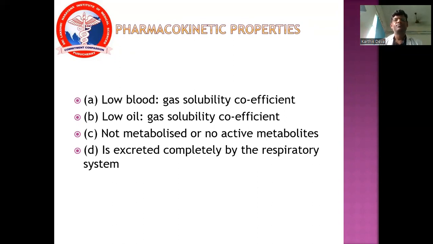Pharmacokinetic properties. It should have a low blood gas solubility coefficient and a low oil gas solubility coefficient. It should not be metabolized, or otherwise it should not give any active metabolites which lead to any harmful effect on the body. It should be excreted completely by the respiratory system or any other route without any harmful effects.